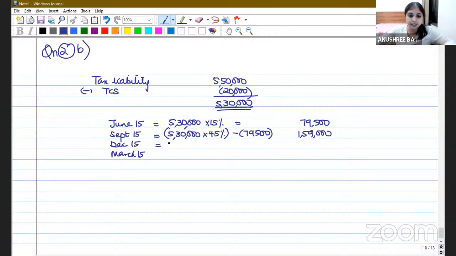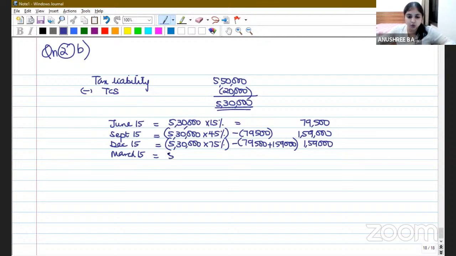Then December 15, third installment, the assessee should pay 75%. From this, we will subtract 79,500 and 1,59,000 because that much the assessee has already paid. So 5,30,000 into 75% is 3,97,500. From that, we will subtract 79,500. We'll subtract 1,59,000 because already paid by the assessee. So balance 1,59,000 the assessee will pay now.